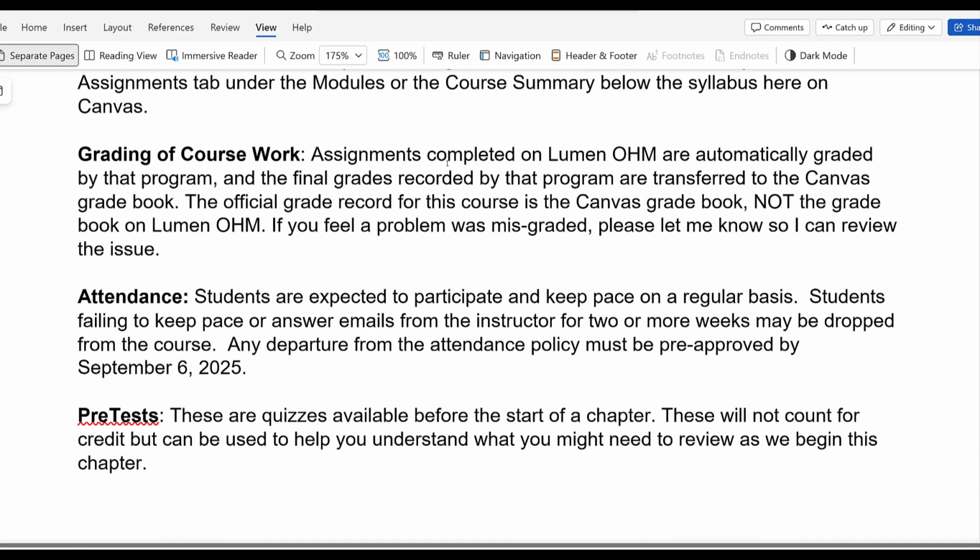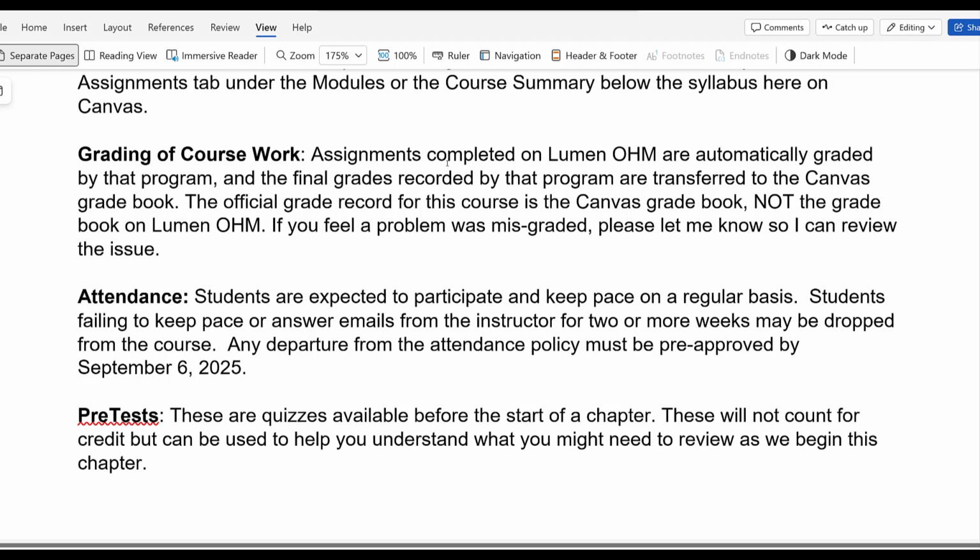Grading of coursework assignments completed on Lumen OHM are automatically graded by that program, and the final grades recorded by that program are transferred to the Canvas gradebook. The official grade record for the course, however, is Canvas, not the gradebook in Lumen, because I have it weighted differently than how Lumen weights it. If you feel a problem was misgraded, please let me know so I can review the issue.